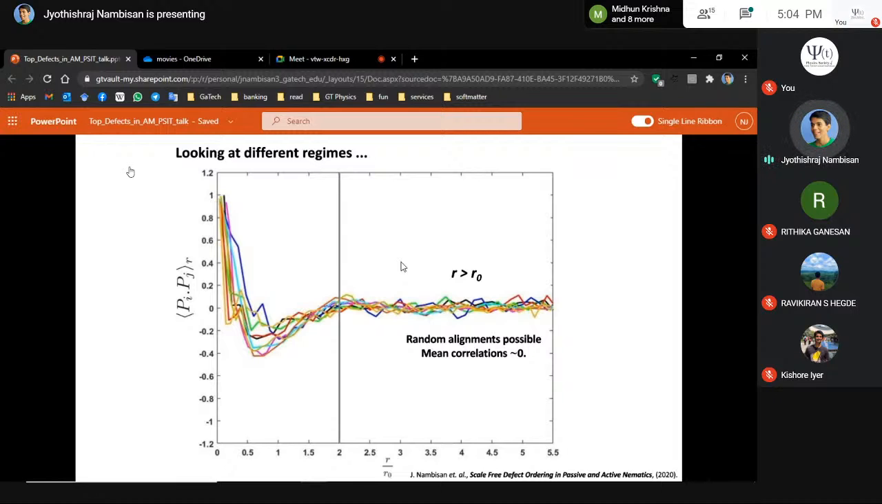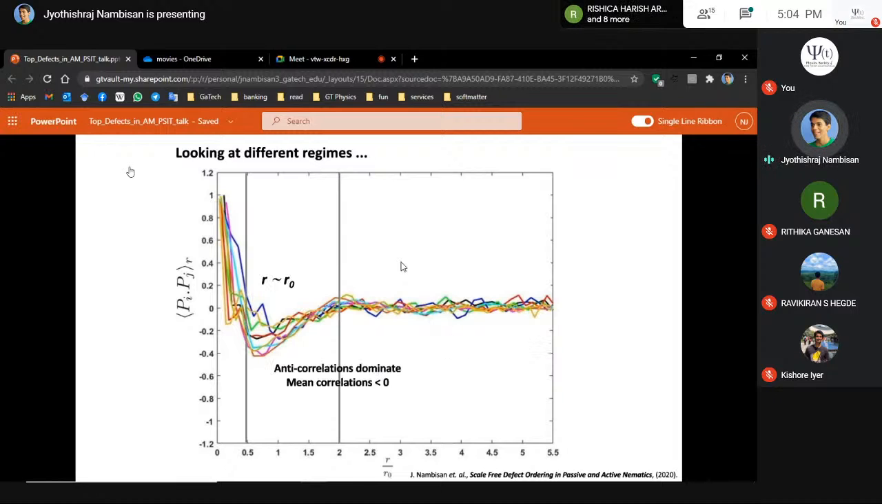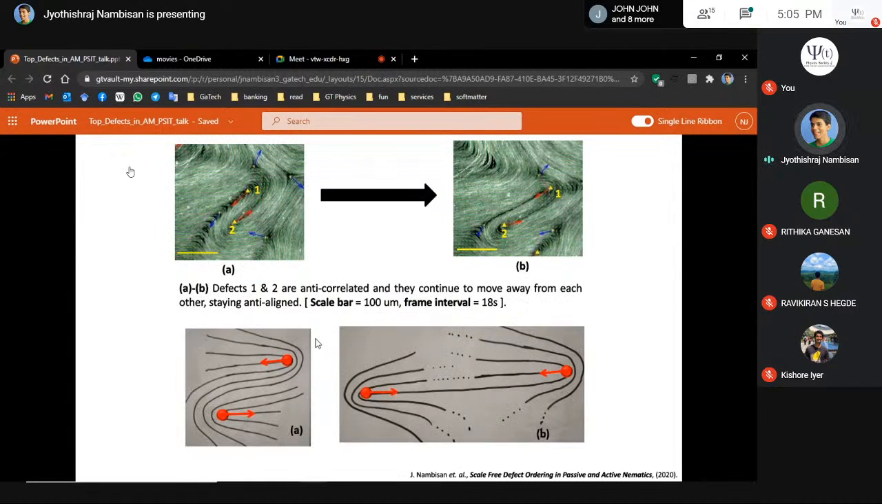And you know how they bend and buckle and go all that. So when you are in a region where these defects are in very close proximity to each other, they actually feel the force and the torque. So they can no longer take any random alignment. And so they develop this sort of anti-correlations, because these are positive defects.